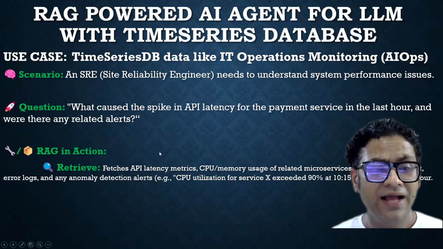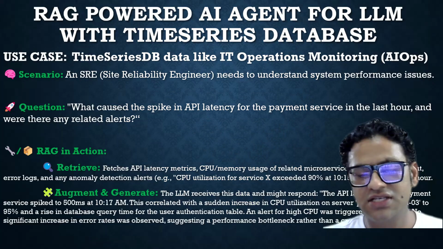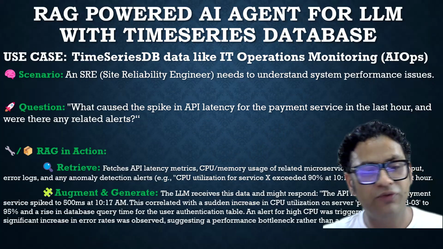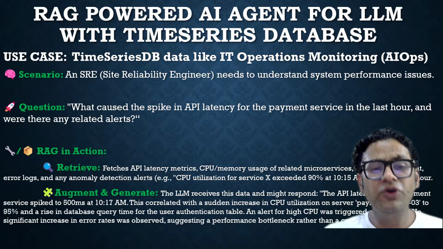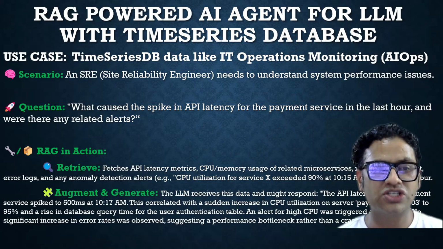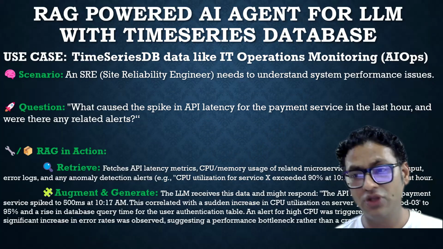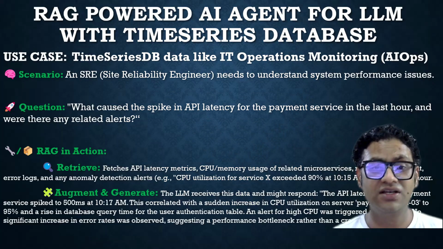right? So augment and generate, if you have been following since the start of this video, you understand what augment is, what generate is, right? So what would we be expecting? Basically, what is our application going to do to respond to the question of the SRE who is interested in knowing the spike in API latency for the payment service in the last hour and whether there are any alerts, right?